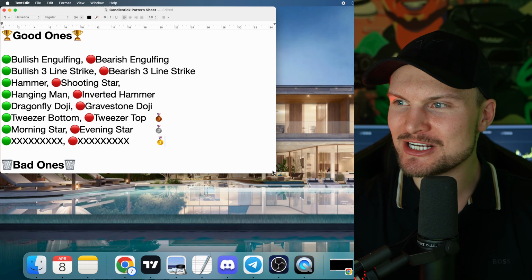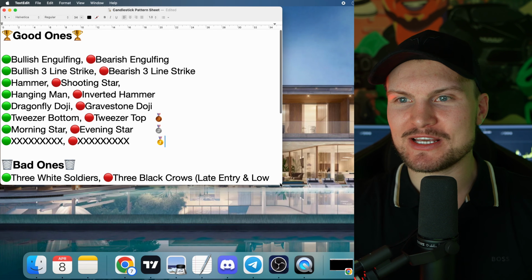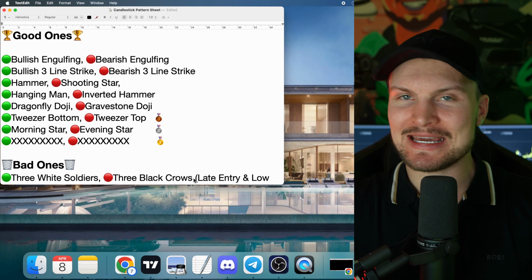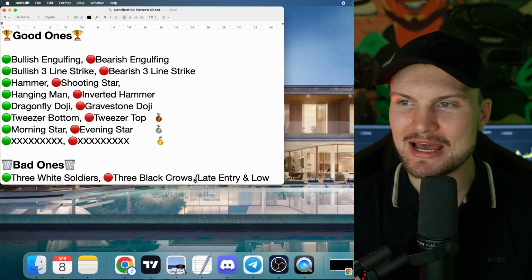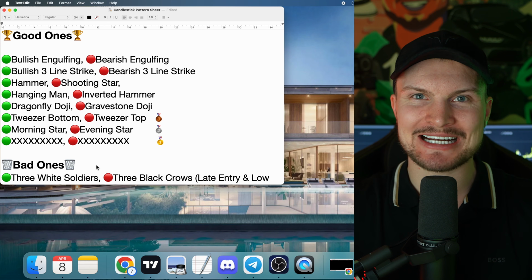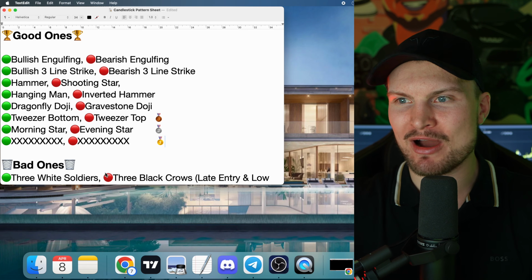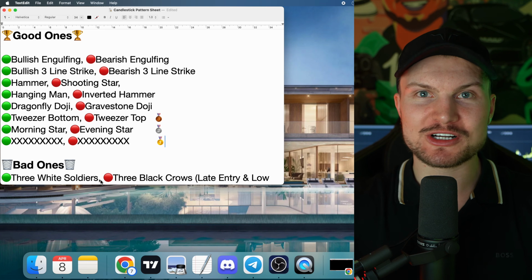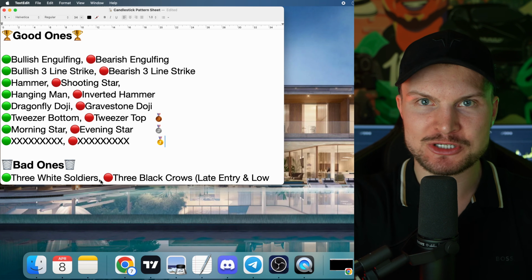Next, we will cover the bad candlestick patterns, which you should definitely avoid. Now, this one actually is really funny. This one is known as 3 white soldiers and the opposite, 3 black crows. Again, if you check on the internet, this candlestick pattern is present in almost every single candlestick pattern overview sheet. However, it is completely horrible. I will explain exactly why. First, let me show you one, and then let me explain to you why it's bad.